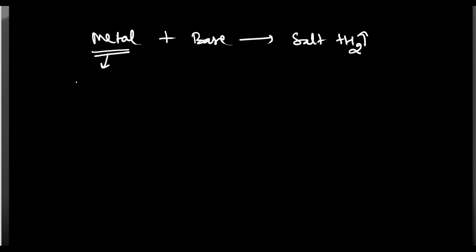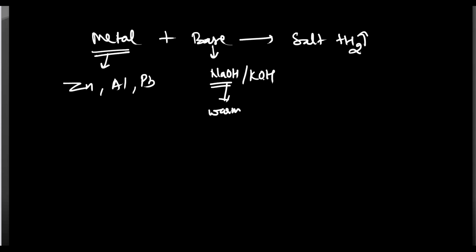Metals when they react with base also form salt plus hydrogen gas. But there are terms and conditions. What are those? The metal should be either zinc, aluminium, or lead. And the base should be NaOH or KOH, most probably NaOH, and it should be warm. Got it?